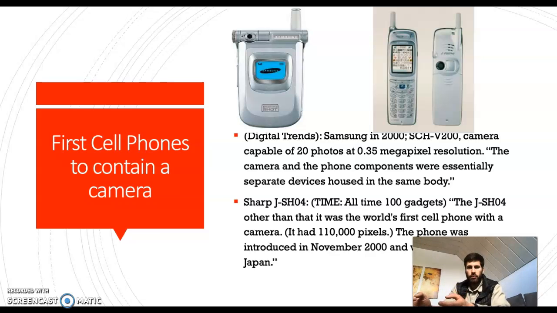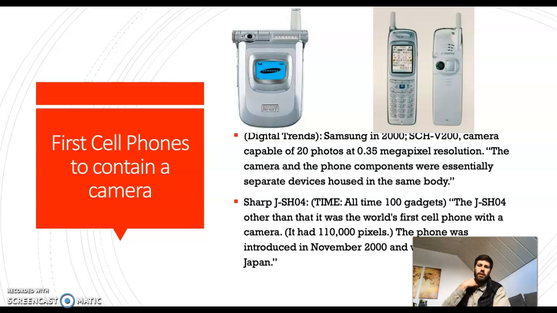So, which were the first cell phones to contain an actual camera in them? I found 2 articles, and both of these phones were mentioned as being some of the first to house a camera in the phone. So per Digital Trends, Samsung in 2000 released the SCH-V200. In the top left image, it was a phone with the camera built in, capable of taking 20 photos at 0.35 megapixel resolution, so about 1/3 of a megapixel. And quote, "The camera and the phone components were essentially separate devices housed in the same body."